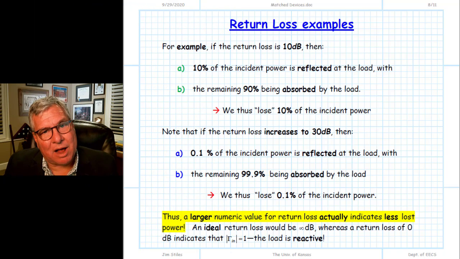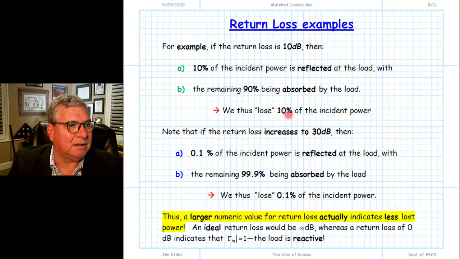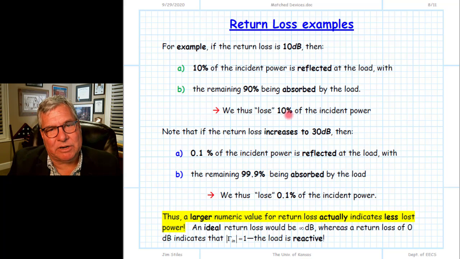Now, there's a mathematical problem with this definition that can cause confusion. If we say the return loss turns out to be 10 dB, we can show that that means the ratio of reflected to incident power is 0.1. In other words, 10% of the incident power is reflected, and 90% of the incident power is thus absorbed by the load. We say we lose 10% of the incident power. That's why we call it a return loss. It reflects away and therefore isn't absorbed. So that's for a 10 dB return loss.